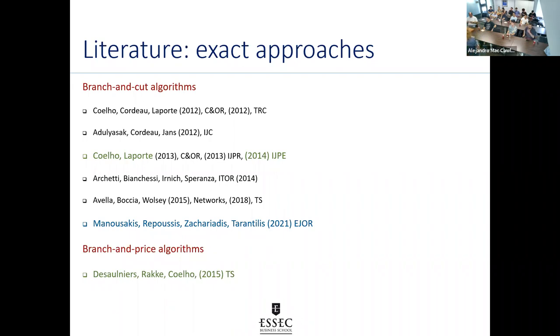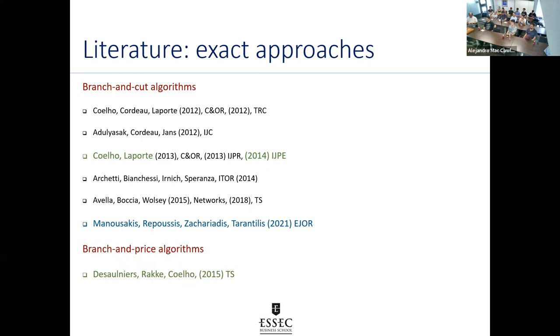So it's extremely challenging, and it has recently attracted a lot of research. Here is a non-exhaustive list of exact solution approaches which appeared in the last 10 years. I have highlighted in green the branch and cut algorithm by Coelho and Laporte, which appeared in 2014 in the International Journal of Production Economics. And the last one is a branch and price by Desaulniers, Rakke, and Coelho, which appeared in TS.